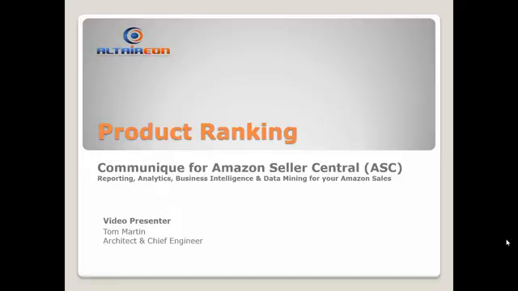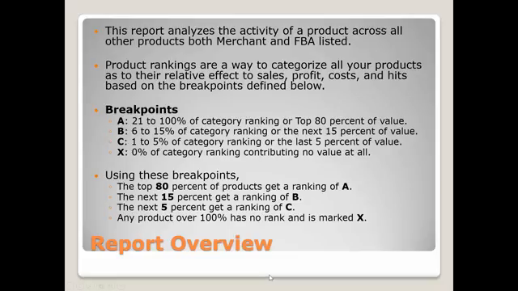I'll be presenting today's video, Product Ranking for Communique for Amazon Seller Central, the reporting, analytics, business intelligence, data mining for your Amazon sales. Before we get started, let's take a look at the report overview. This report analyzes the activity of a product across all other products, both merchant and FBA listed. Product rankings are a way to categorize all of your products as to their relative effect to sales, profit, costs, and hits based on the breakpoints defined below.